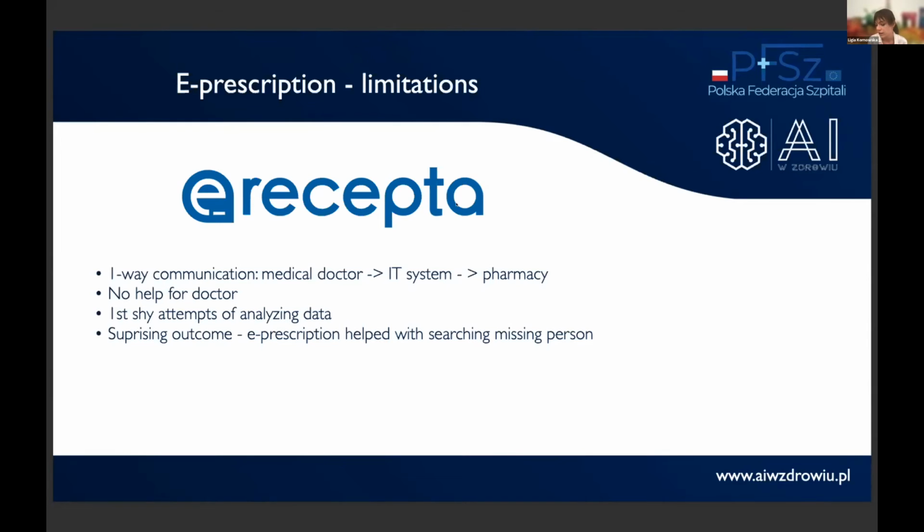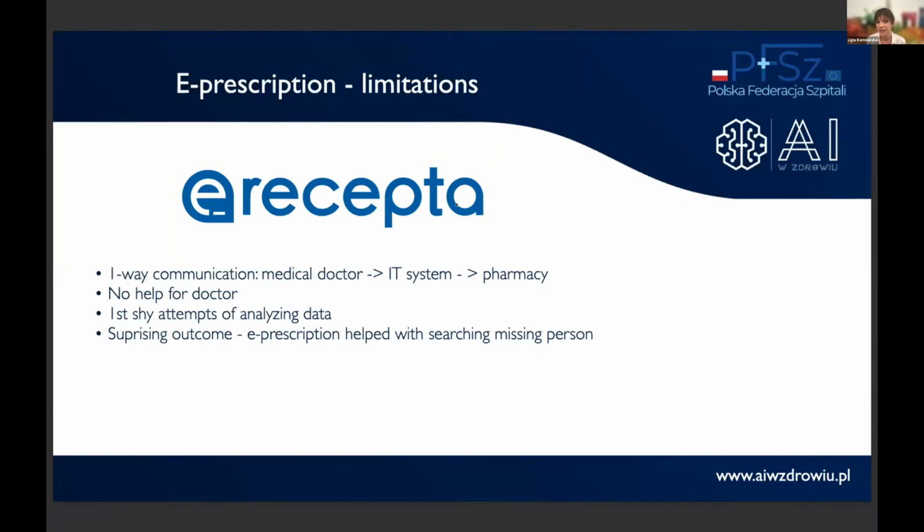That system has a huge amount of medical data, and it's a great source of knowledge. And we are trying, and we have some first attempts at analyzing this data, but it's a great opportunity to see how e-prescriptions are prescribed and if patients are buying the drugs prescribed.